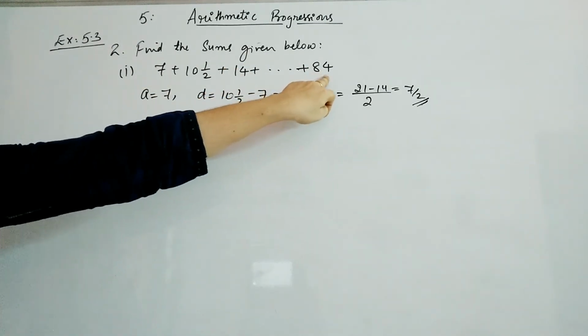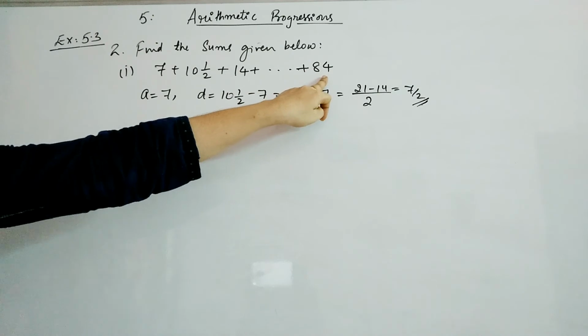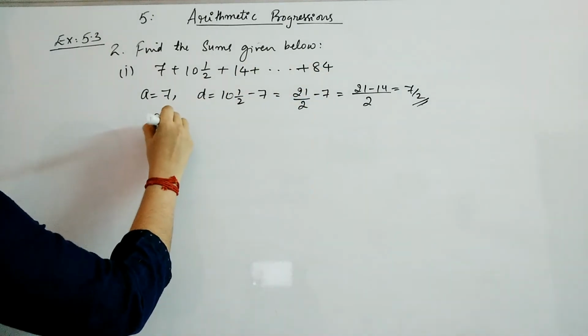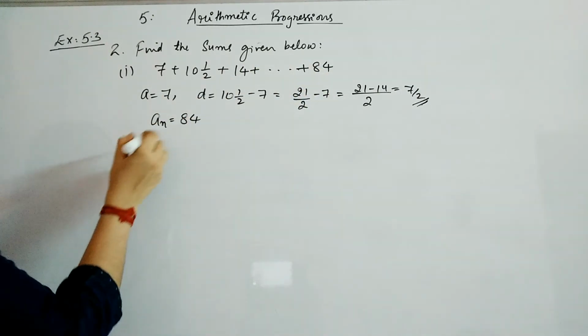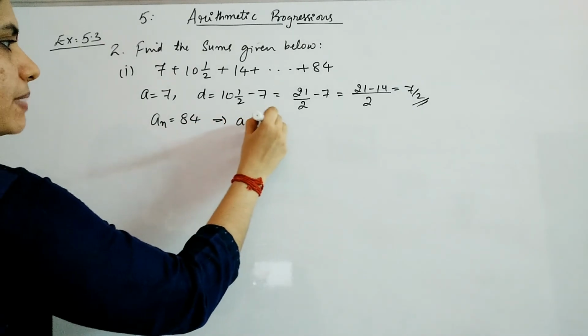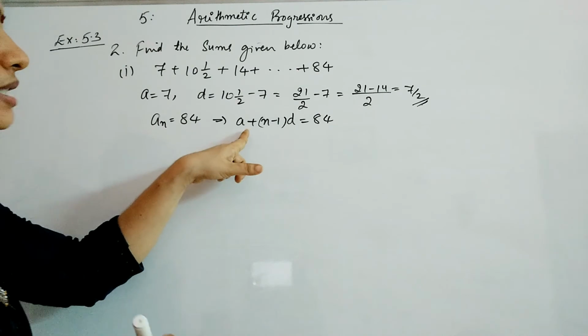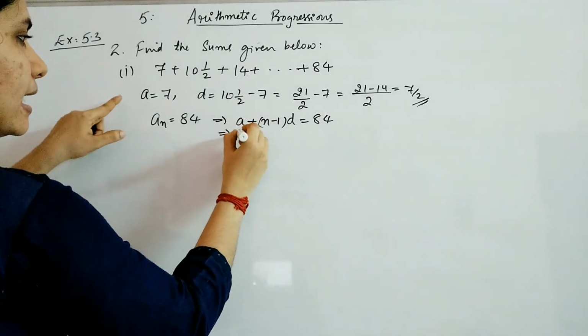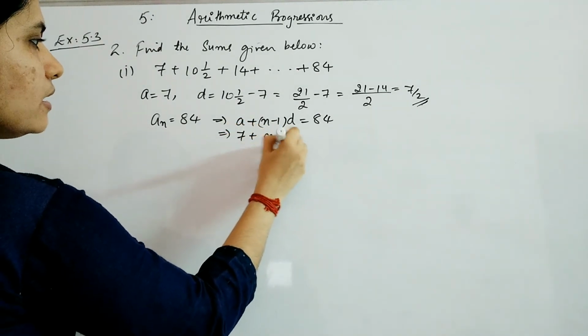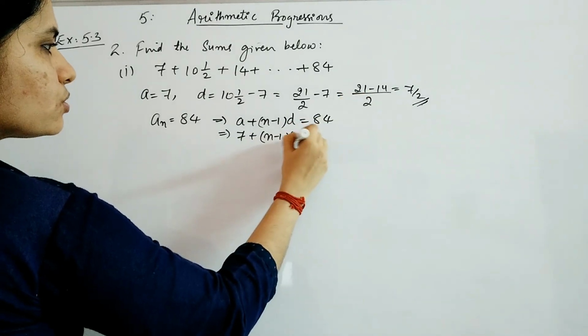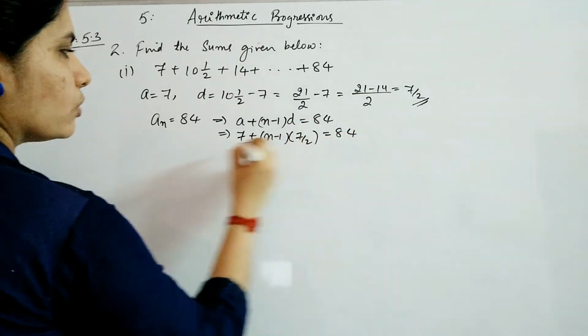For that we will use the concept of the last term is given to be 84. That means your An is given to be 84, right? What is An? An means it is a plus n minus 1 into d is given to be 84. Now what is a? Replace the value. A is 7 plus n minus 1 into d is 7 by 2 is equal to 84.